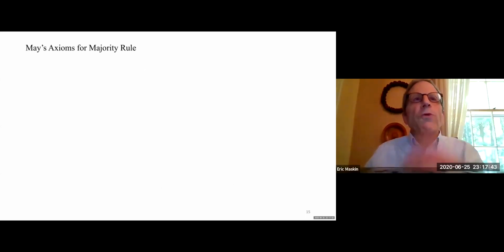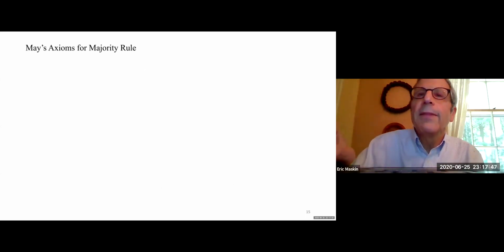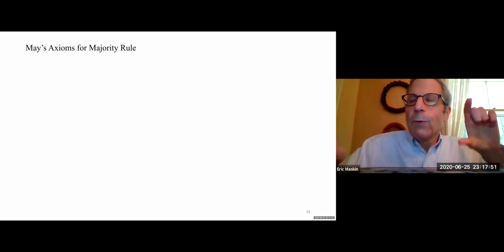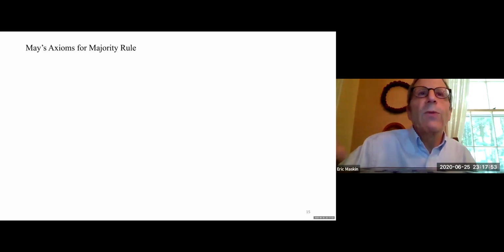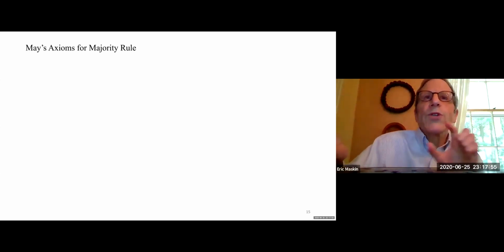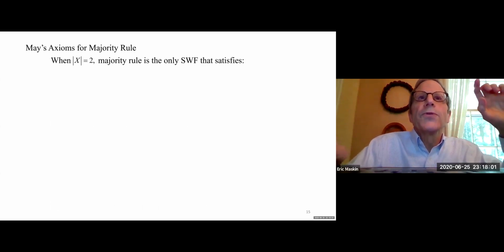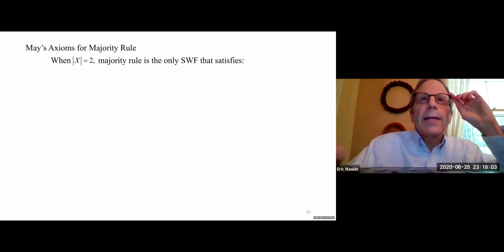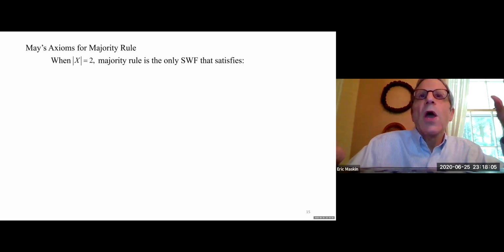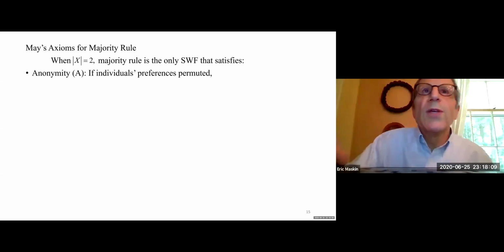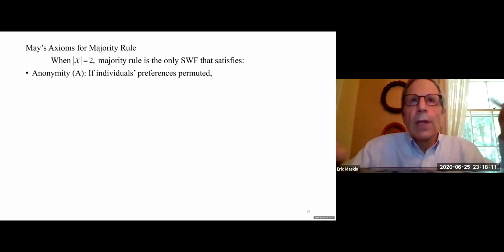So I just referred to May's axioms for majority rule. I talked a bit about these in the first lecture without saying exactly what they are. May was concerned with the case of just two alternatives, and he showed that majority rule is the only social welfare function that satisfies anonymity.